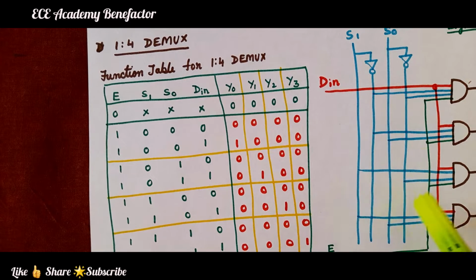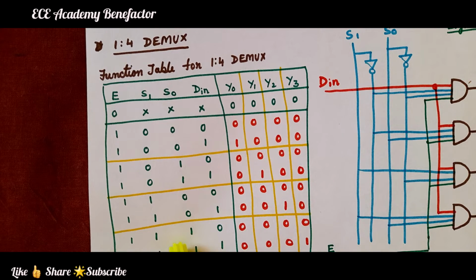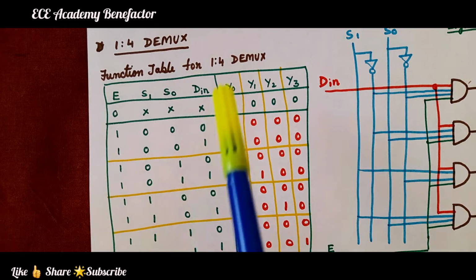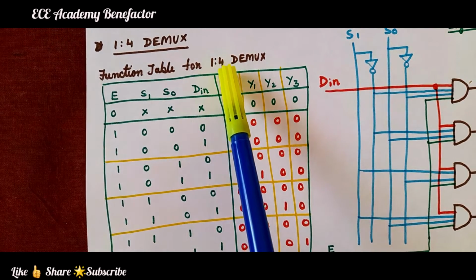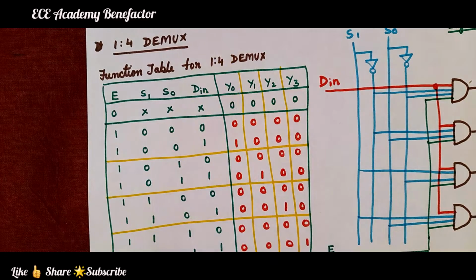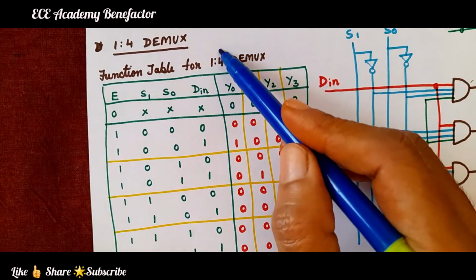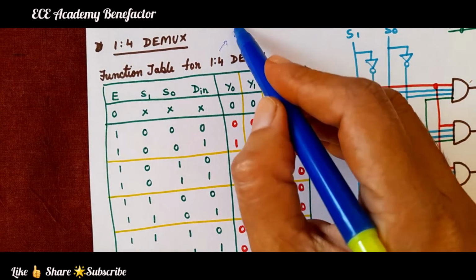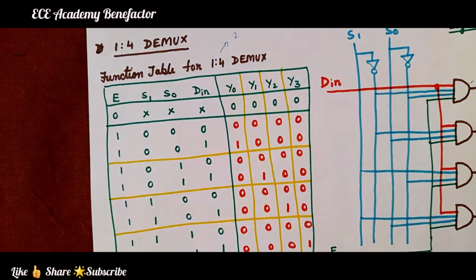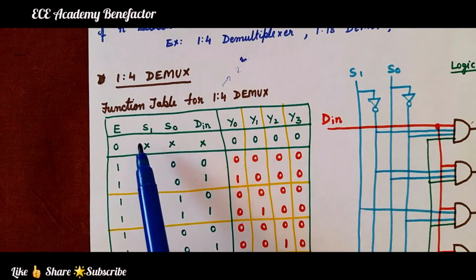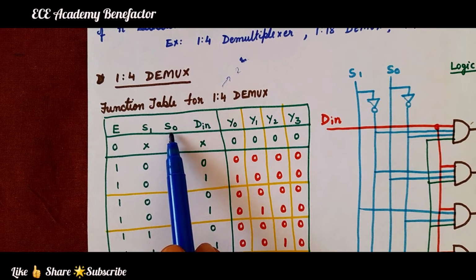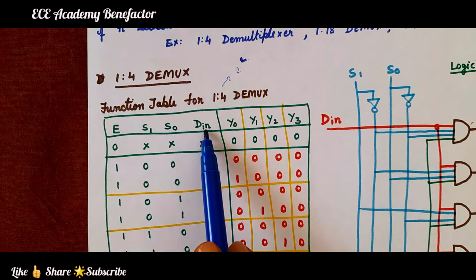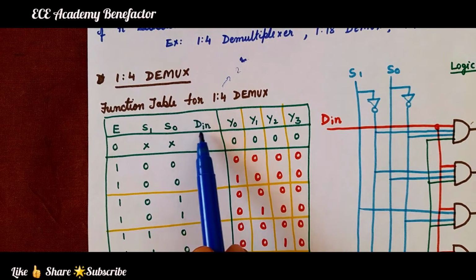Before drawing, we should know what is the function table of 1:4 demultiplexer. For 1:4 demultiplexer, we need 2 selection lines, since 4 is 2 to the power 2. Let the selection lines be designated by S1 and S0. And data input is 1, so input data is D in.